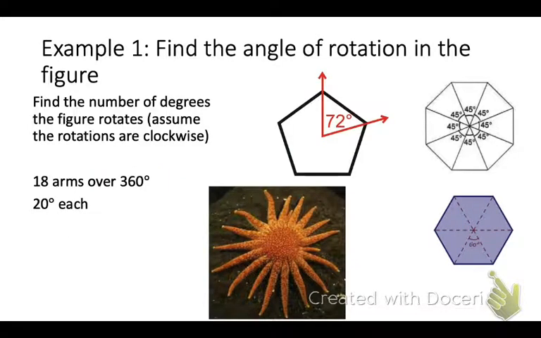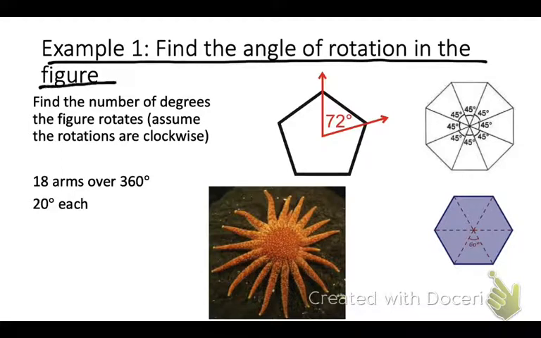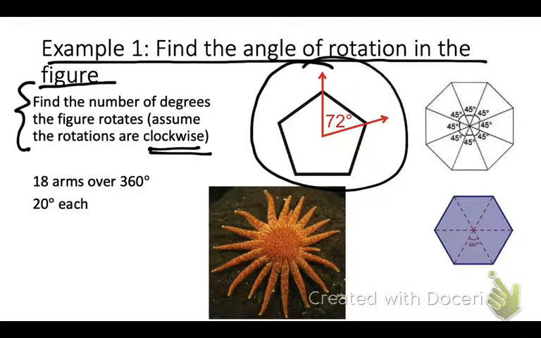Okay, so write down example 1, finding the angle of rotation in the figure. Write down the notes. So find the number of degrees the figure rotates. Assume the rotations are clockwise. Okay, so write all that down. And then let's just draw this first picture. So we're just going to draw this first one.